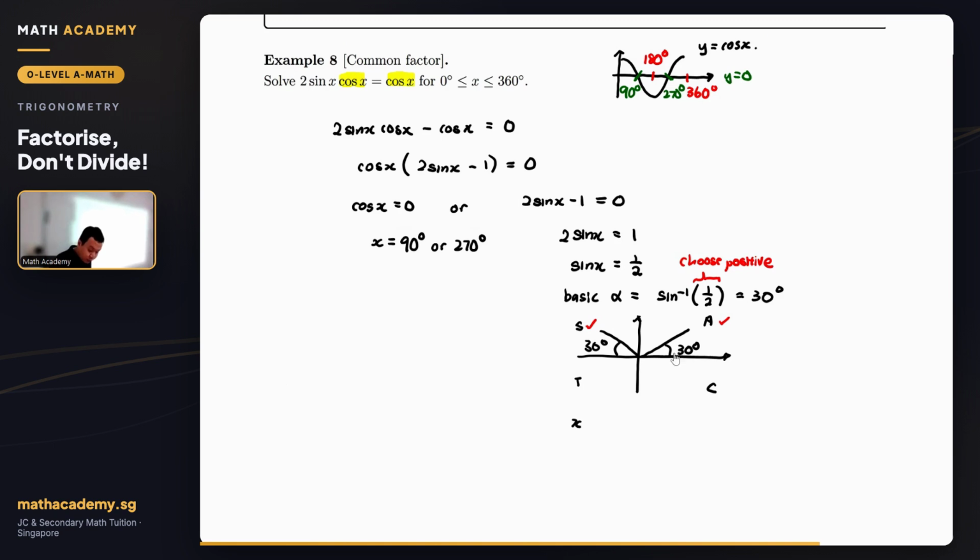Hence, we can solve for x. The two angles that we are looking for are this angle and this angle. These are the two angles that are in the first and the second quadrant. Hence, your x value is 30 degrees or 180 minus 30 degrees. And if we simplify, therefore, x is 30 or 150 degrees.